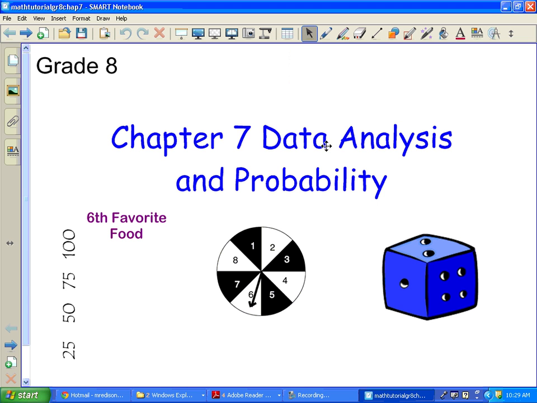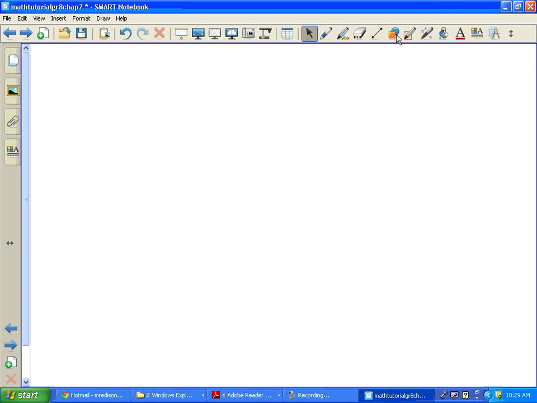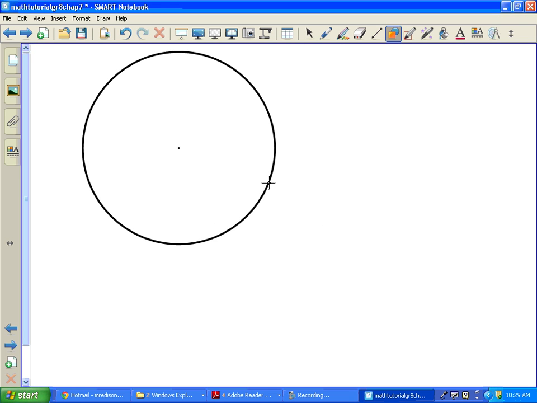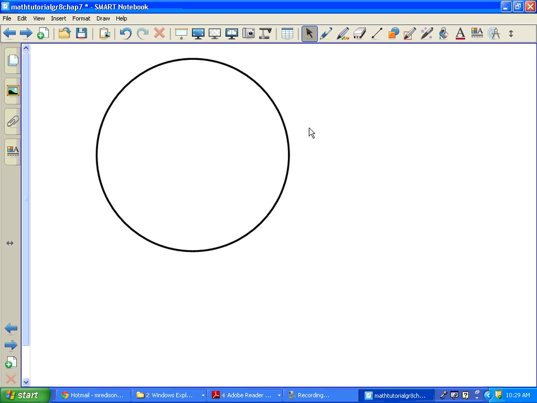Chapter 7, Data Analysis and Probability. Before we get into this, I want to look at one quick thing here, and that is a circle graph. Sometimes you'll see it called a pie chart, something like this.